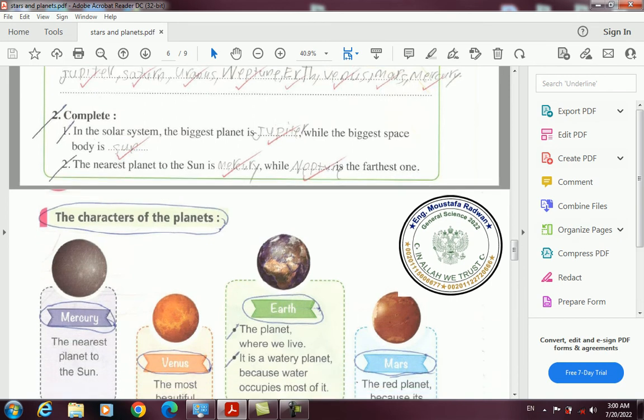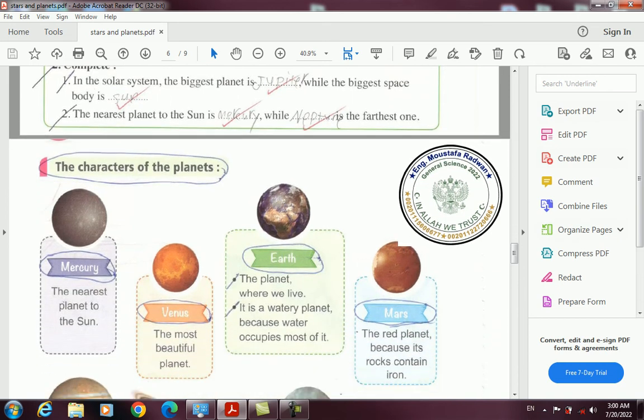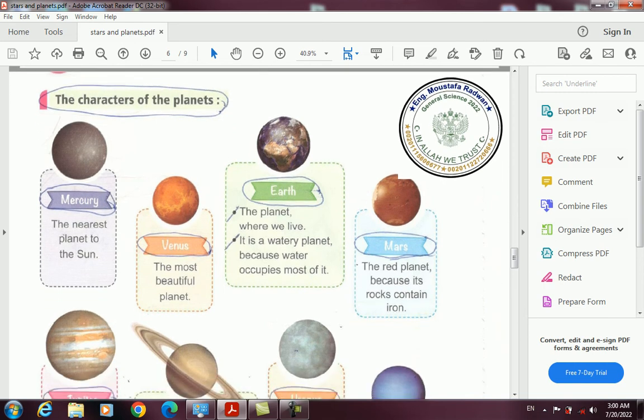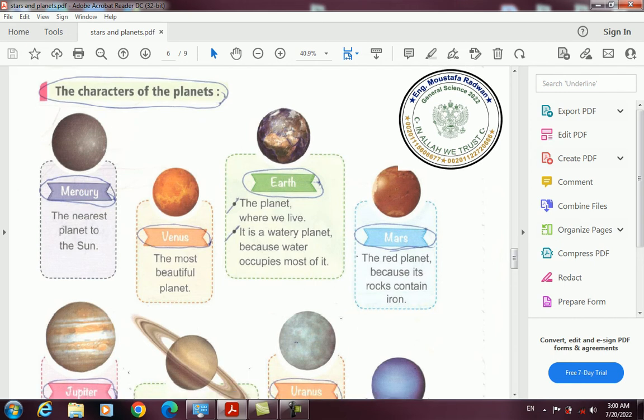Now, what are the basic characteristics of the planets? Now we'll move to some other interesting stuff. Okay, let's look at one characteristic of each planet. Of course, each planet has lots and lots of characteristics. When you grow up, you can study this in astronomy as much as you like. But here, let's focus on just one characteristic. Mercury. What's the most famous thing about Mercury? It's the nearest planet to the sun.